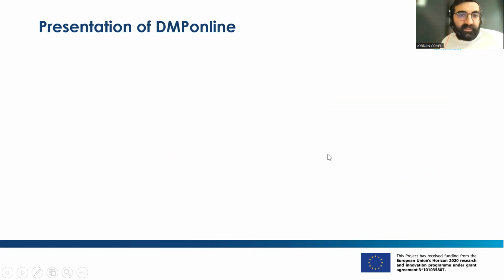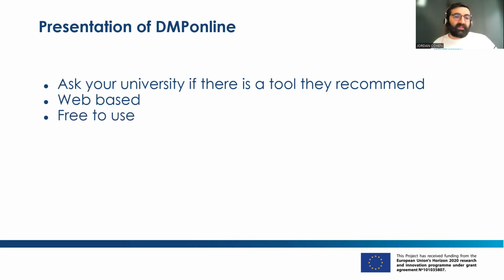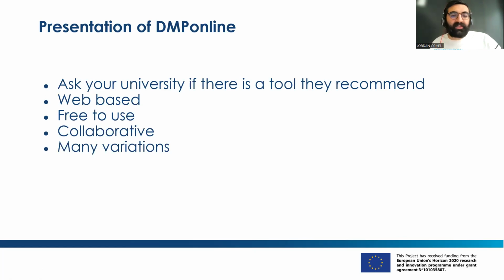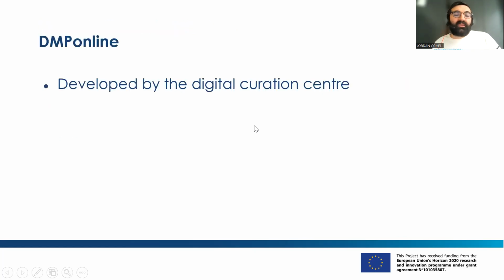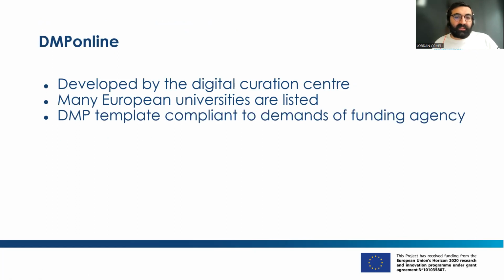So now I will present DMP Online. So of course you should ask your university if there is a tool they recommend or a tool that they use. DMP Online is web-based, it is free to use, collaborative, and there are many variations depending on essentially where your university is and what your university uses. DMP Online is developed by the Digital Curation Center. Many European universities are listed in DMP Online. The DMP template that is given is compliant to the demands of the funding agency.